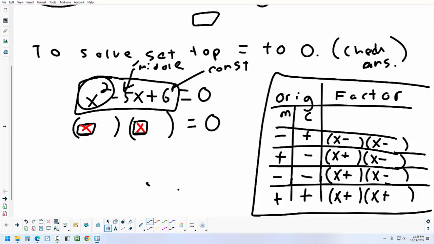Okay, so let's look at ours. In the original, what's the middle term? Subtraction. And what's the constant? Addition. That means we need x minus and x minus.